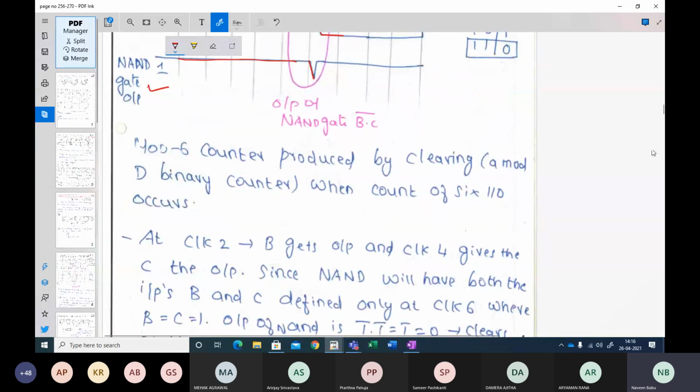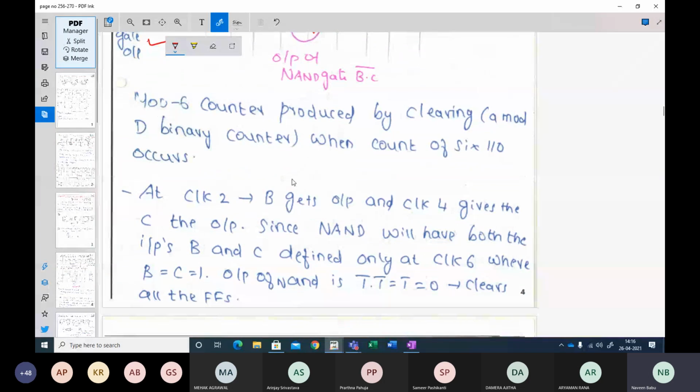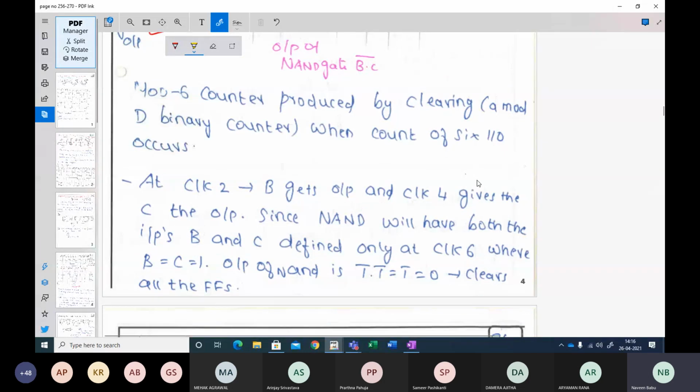So what we do here is, your mod 6 counter is produced by clearing when the count of 110 occurs. Okay. So any doubt here?